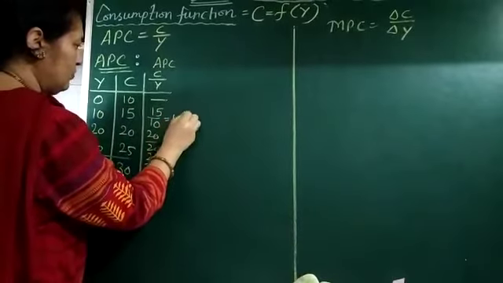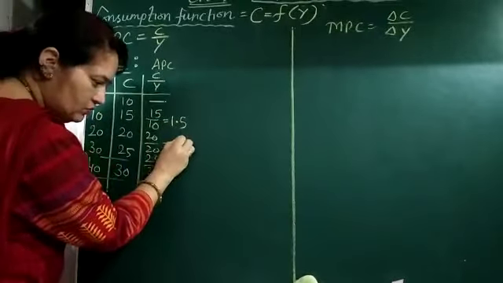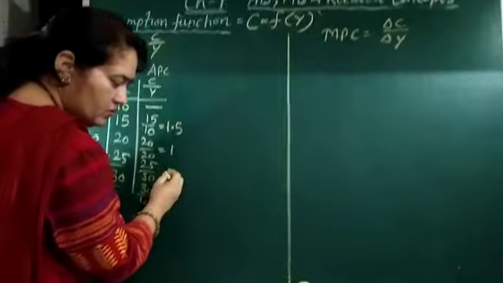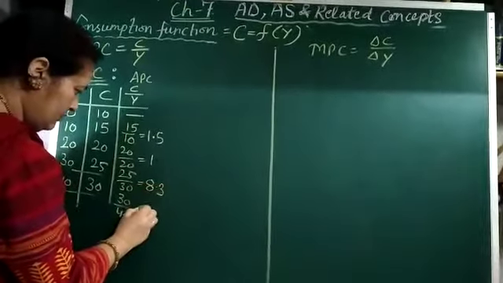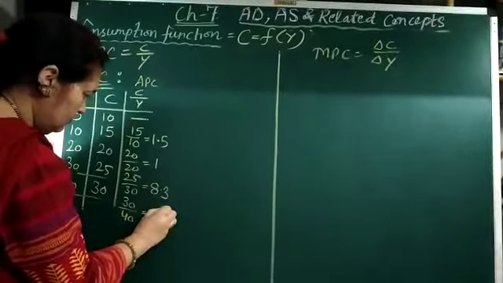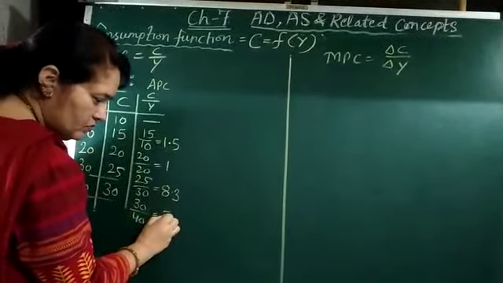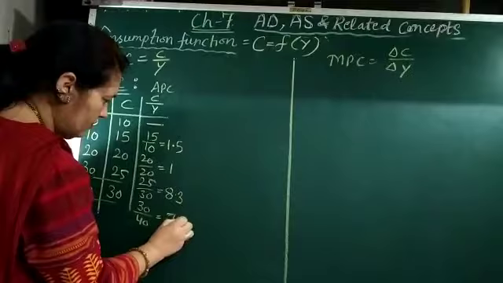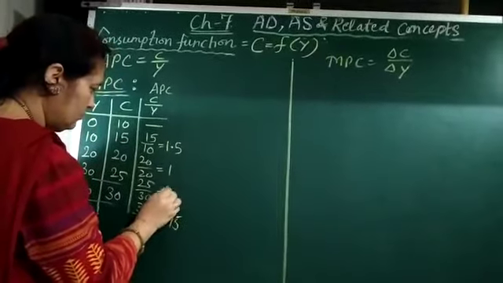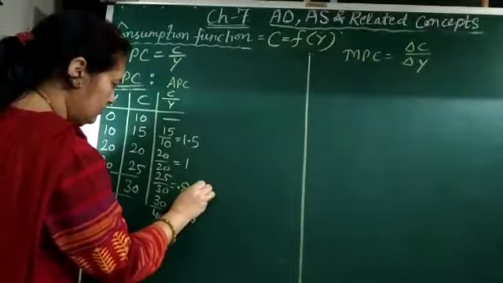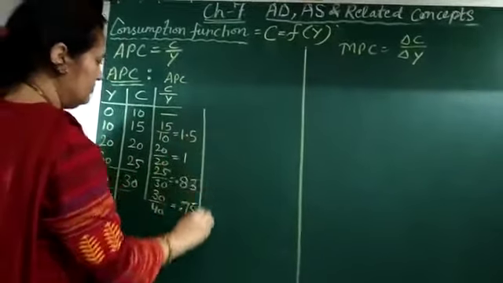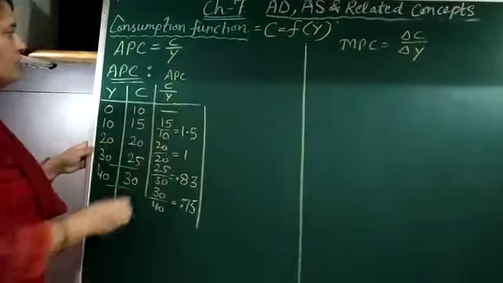Is equal to 1.5, is equal to 1, is equal to 0.83, is equal to 0.75, 0.8, 0.83. So this is the value of APC.